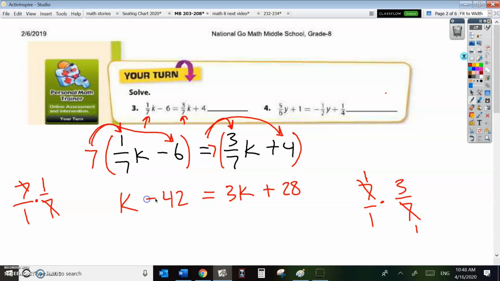Now you solve by putting all of the variables on one side and all of the constant terms on one side. I'm going to move my variables to the right side of the equation. So let's subtract k from both sides. And then let's subtract 28 from both sides. So these will cancel, and these will cancel.